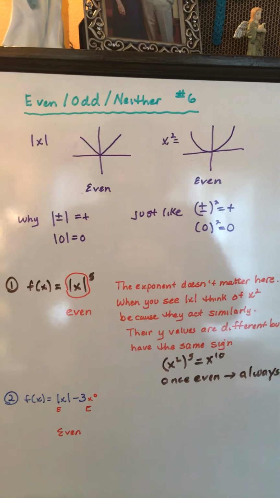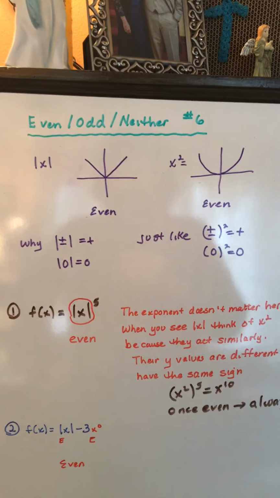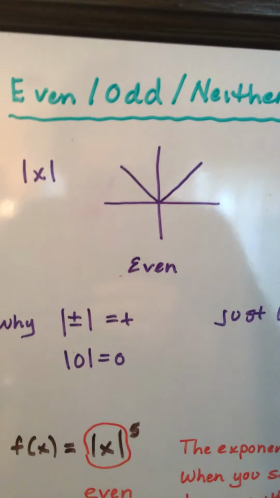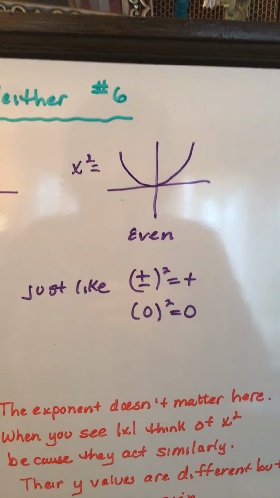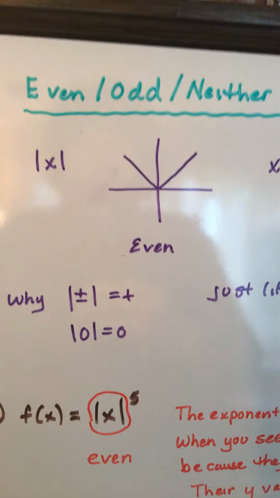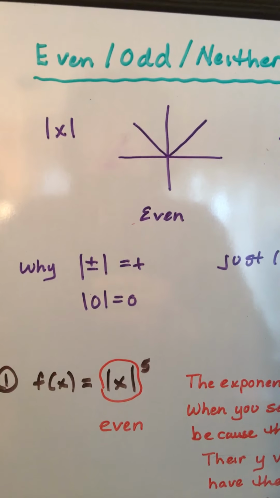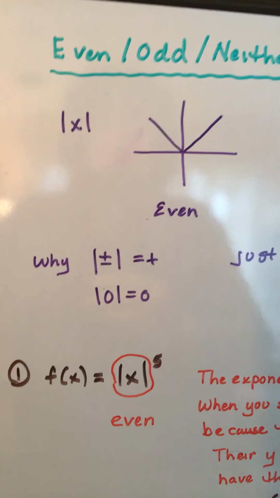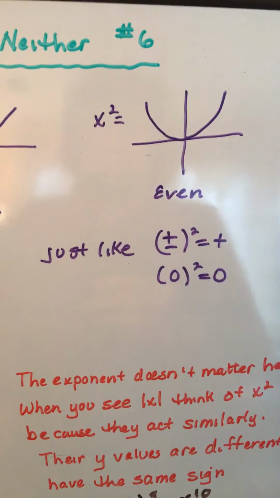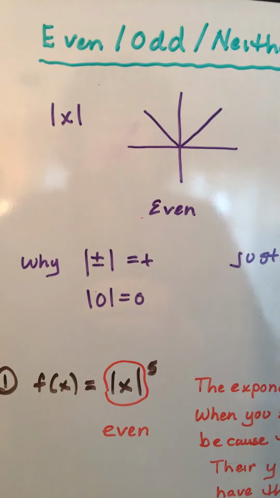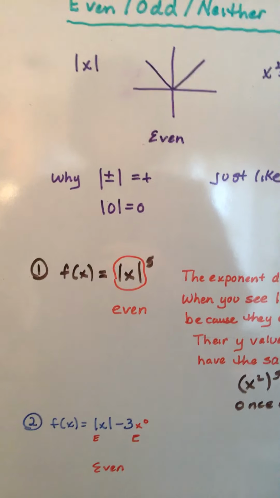Now for the last even, odd, neither, worksheet 6. What I need you to realize is that the absolute value graph, which you should recognize, is similar to the x squared graph. It's an even function because another way we think of even functions is just by thinking of the exponent x squared. Whenever positive and negative is applied and you get a positive, then it's even. And 0, of course, stays 0. So an absolute value function is even.